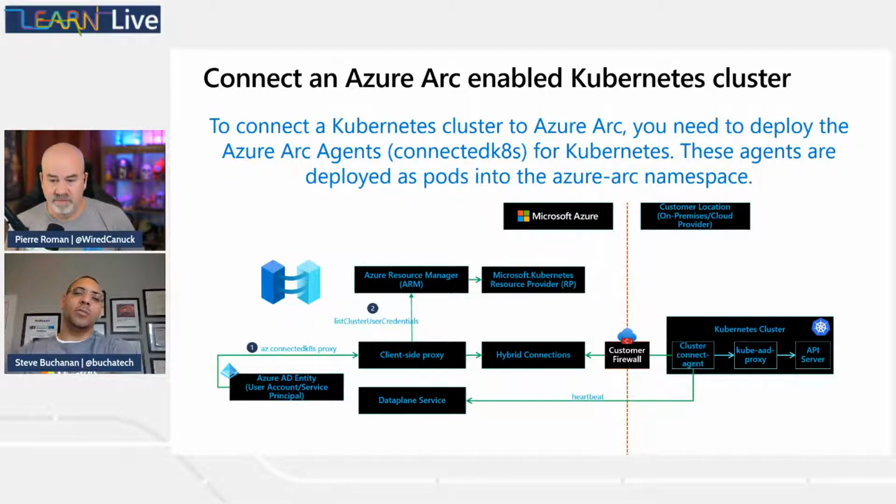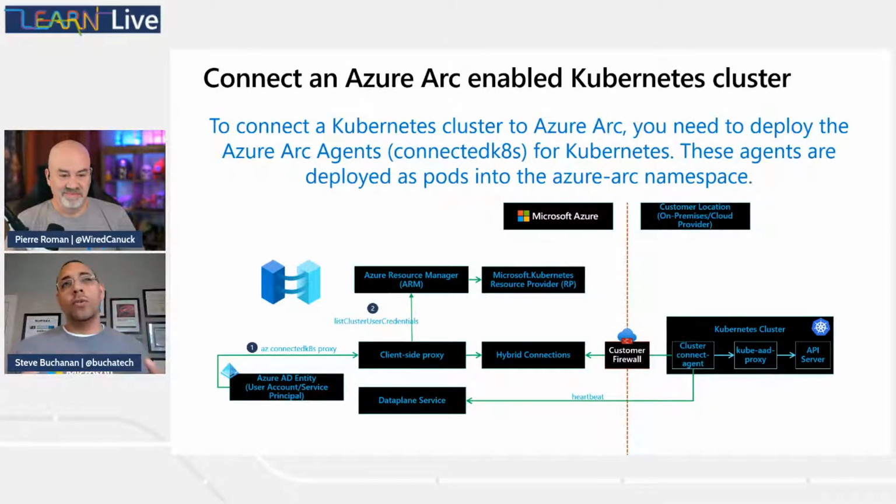So to connect a Kubernetes cluster to Azure Arc, you need some things, right? You need to deploy the Azure Arc agents. And in the instance of Kubernetes, it is called Connected K8s. These agents actually are deployed as pods, and they run as pods in your external Kubernetes cluster.